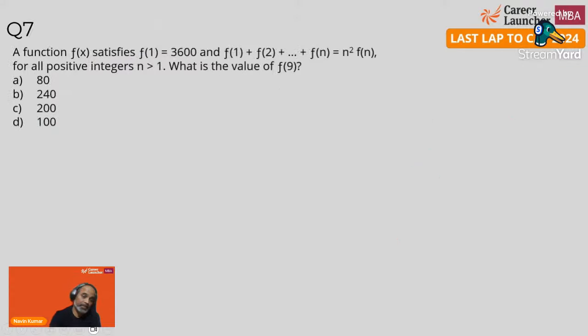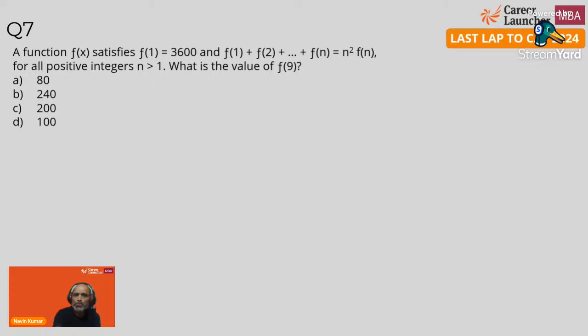Okay. Next one. A function f of x satisfies f of 1 is equal to 3600 and f of 1 plus f of 2 and so on up to f of n is equal to n square f of n, for all positive integers n greater than 1. What is the value of f of 9?